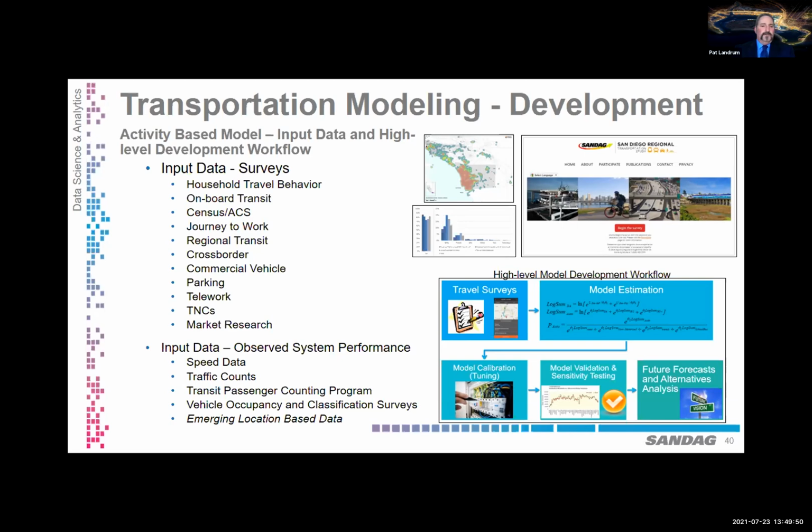Traditionally, we've used a lot of speed data, traffic counts, transit passenger counts, occupancy classification surveys, and again, this emerging location-based data. All of this goes into the development of the model for calibration purposes so that we can ensure that what we are estimating matches back to what we have seen for ground counts and observed data. Next slide, please.